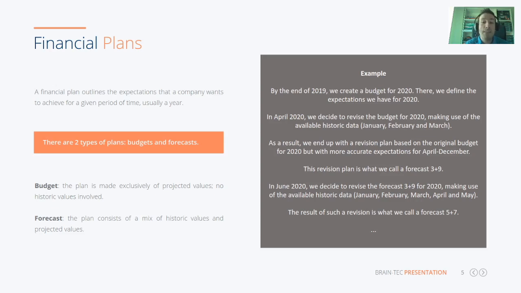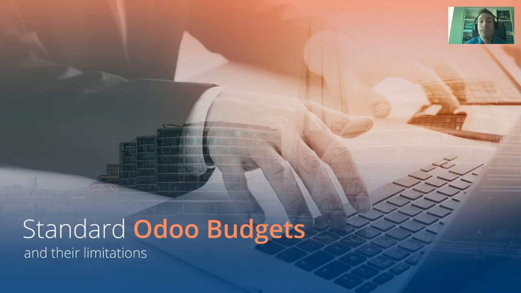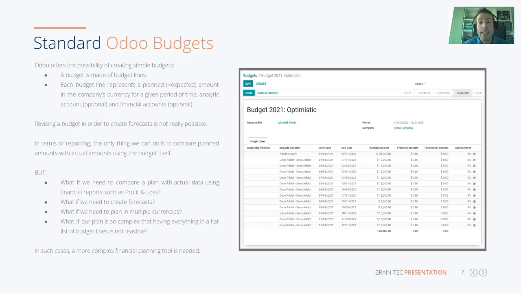Okay, I think with this example, we all share now the same terminology, so time to move to the next block. Standard Odoo budgets and their limitations. Okay, in standard Odoo, there exists the possibility of creating simple budgets, where a budget is made of budget lines and where a budget line represents a planned amount in the company's currency for a given period of time, for a given analytic account, which is optional, and for a given set of financial accounts, also optional.